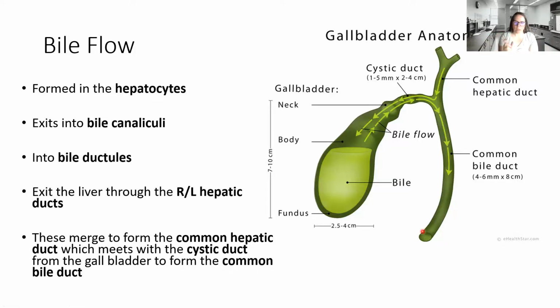Anytime you see the word common, like we talked about in blood vessels, it means two vessels have come together to form one. Right and left hepatic ducts form the common hepatic duct. The common hepatic duct and the cystic duct form the common bile duct, okay? So this is the flow of bile from the liver to the duodenum. It can flow directly through the common bile duct, but we usually store it in the gallbladder, if we have one, so we can get an extra jolt of bile if we have something really fatty.